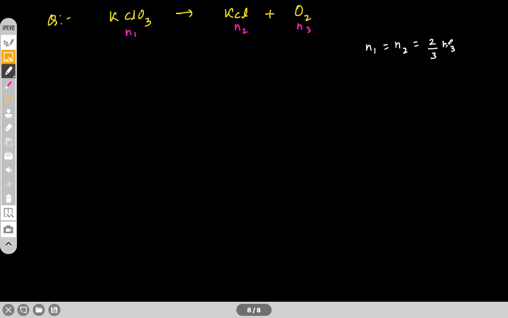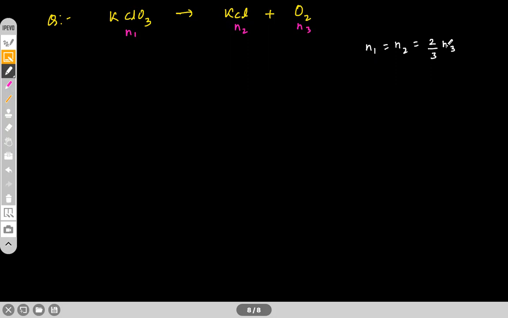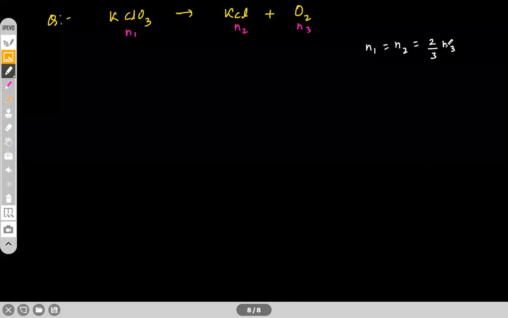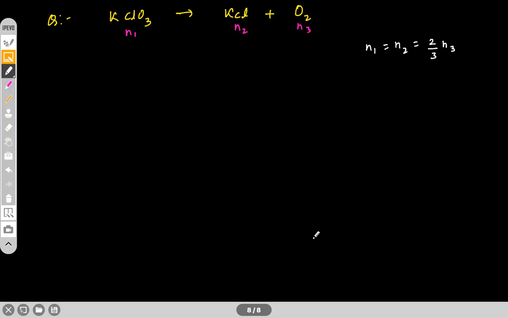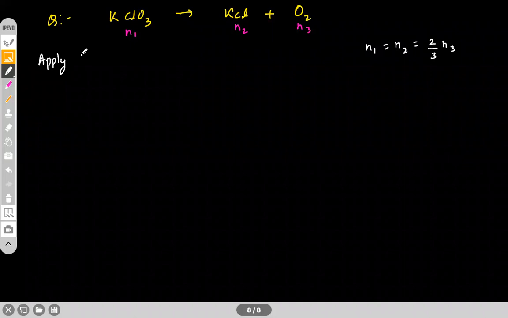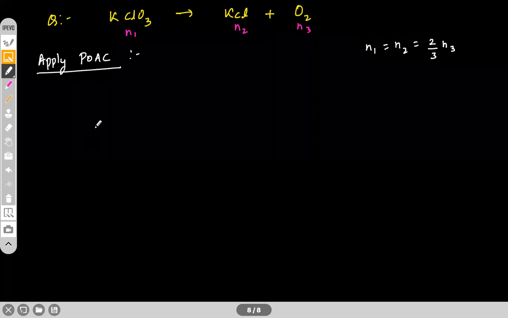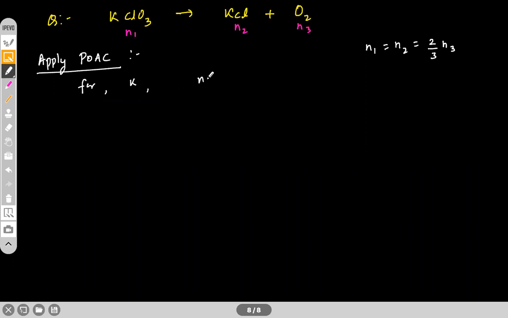What about others? It's okay, not a problem, Shitish. Okay. Fine. So what we'll do, we'll apply POAC for the atoms, and also keep that in mind. We are applying POAC for atom, right? It is not for molecule. So we can apply POAC for potassium, and for that we'll get N1 is equals to N2.